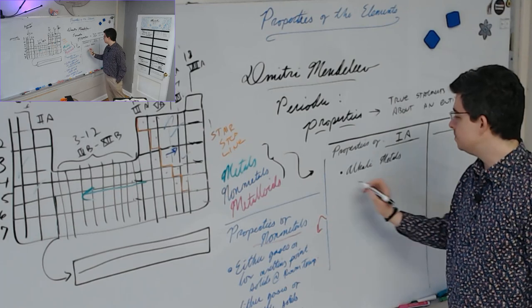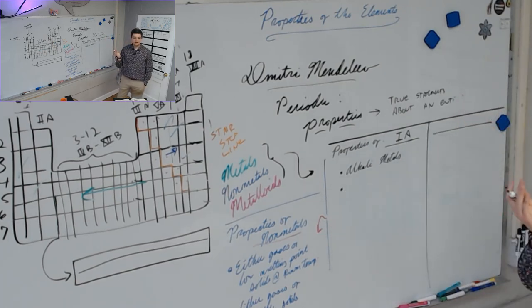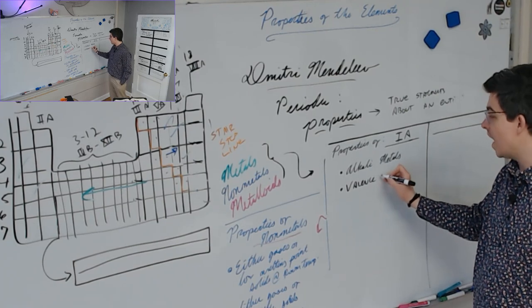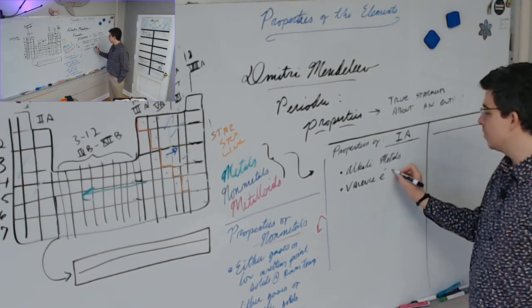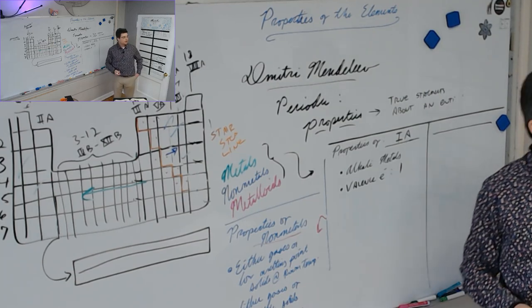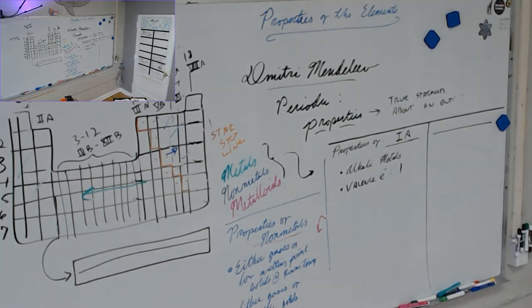Alkali metals. How many valence electrons? We're going to do this for all of them. We're going to name them and then say how many valence electrons. Valence electrons define the alkali metals. How many? One. Everyone should have known that. How do you tell how many valence electrons a particular group has? It's in the first group, so it has one valence electron.